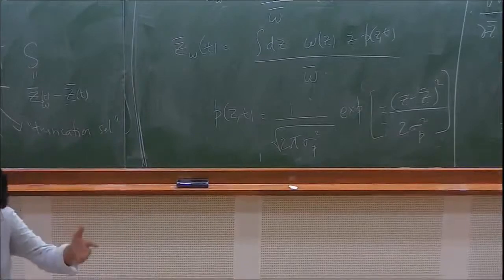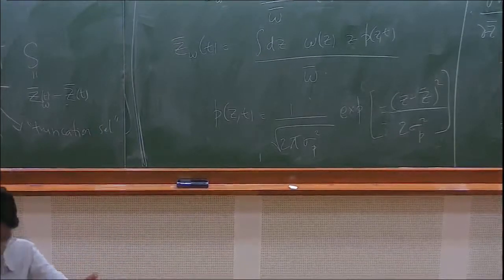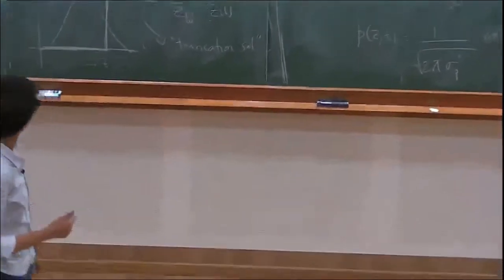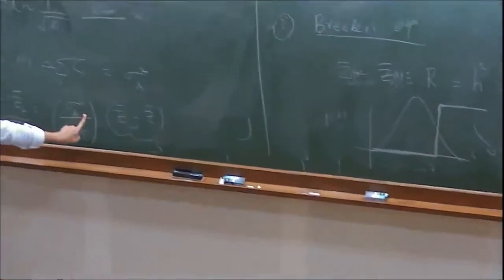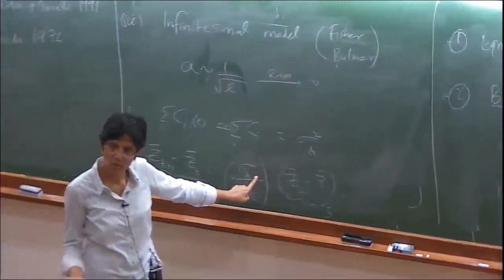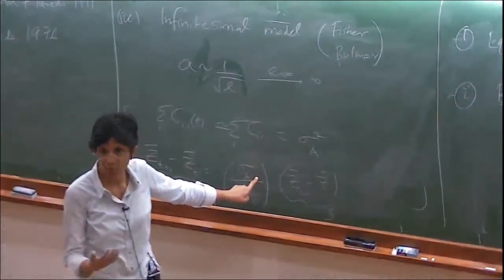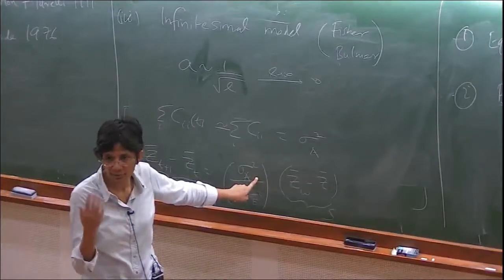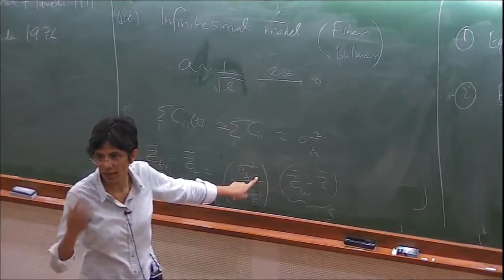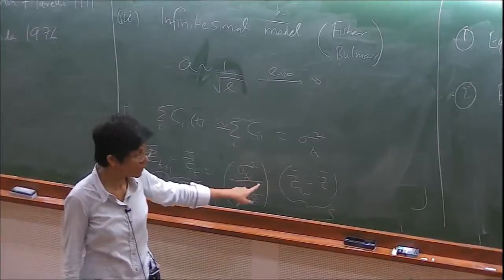So I'll close by saying there are lots of questions. For example, here this sigma A squared is genetic, and sigma E squared is from the environment. So sigma A squared we should be able to derive from population genetics models. That's something people have been doing, starting from Kimura, and lots of people have done that.